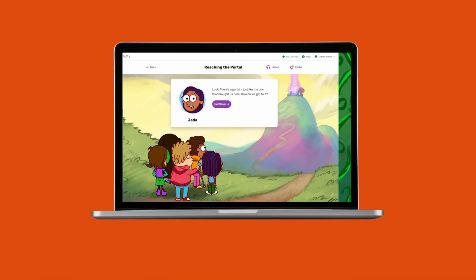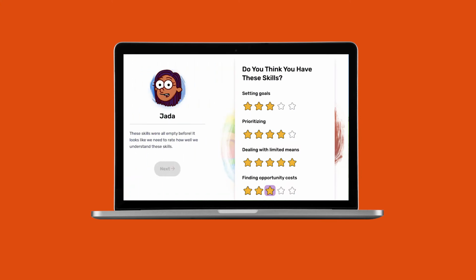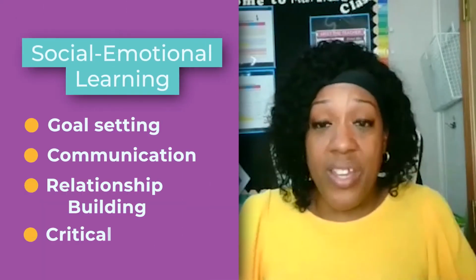Mathematical practice 5 says use appropriate tools strategically. In one of the modules, students have to decide between credit, cash, or borrowing money from a friend. But they still have to make sure they have enough cash to get everything they need with cash and everything they need to get with credit. And do they have a good relationship with a friend to even borrow money in the first place? So it also gets to those social emotional learning skills: goal setting, communication, relationship building, and critical thinking.